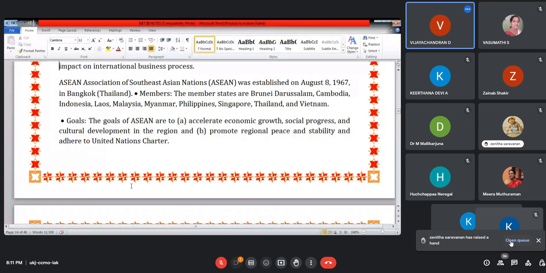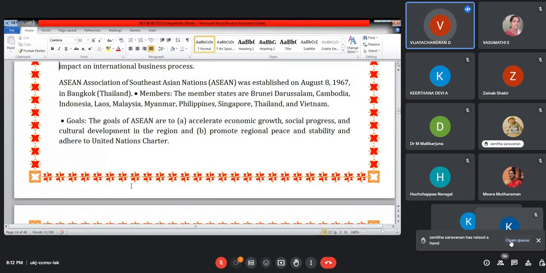Member countries: Brunei Darussalam, Cambodia, Indonesia, Laos, Malaysia, Myanmar, Philippines, Singapore, Thailand, Vietnam. So again, I'm telling you, India is not a member. Major goal: to accelerate the economic growth of the member countries. Also, regional peace.